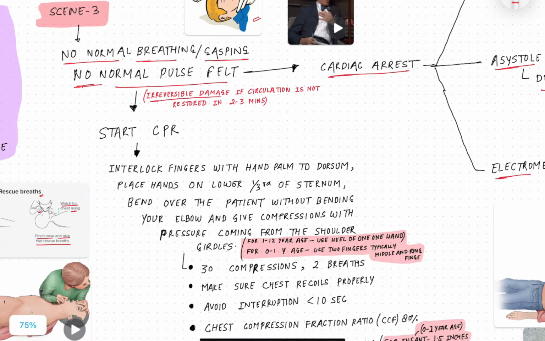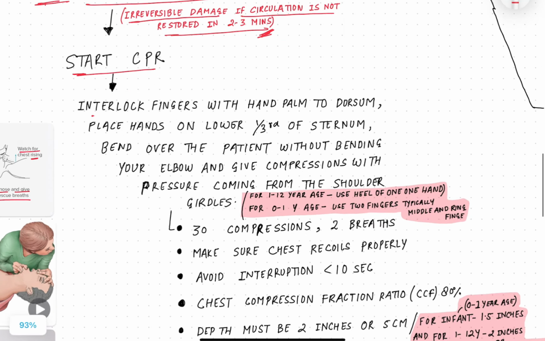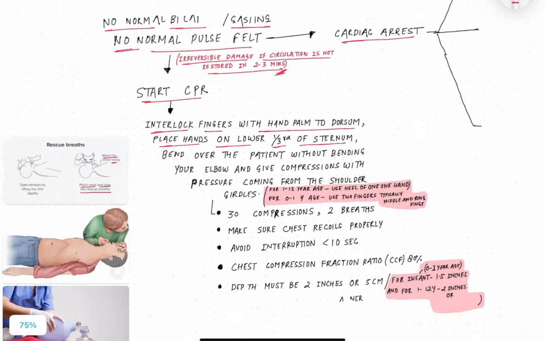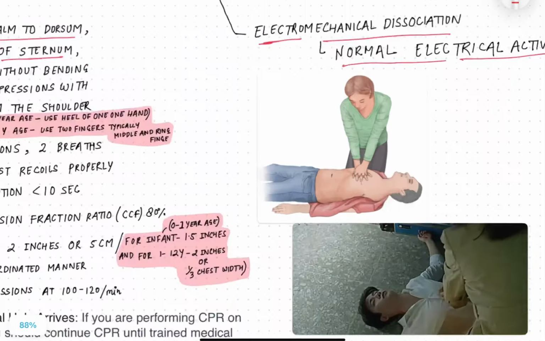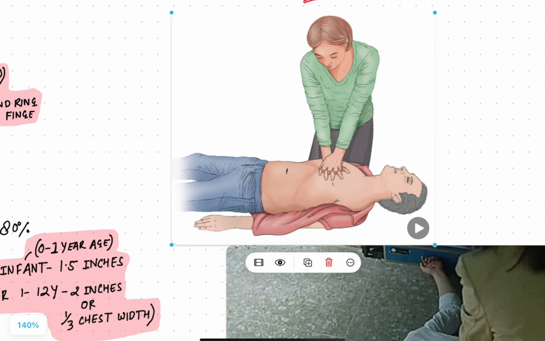Irreversible damage can occur if the circulation is not restored in 2 or 3 minutes. Start CPR immediately. Interlock the fingers, palm to the dorsum of the hand. Place the hands on the lower 1/3 of the sternum, like in this image you can see. Place on the lower 1/3 of the sternum.